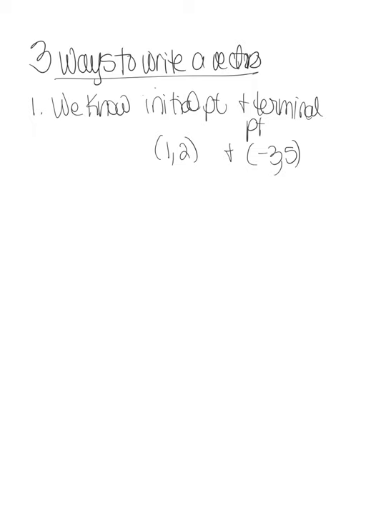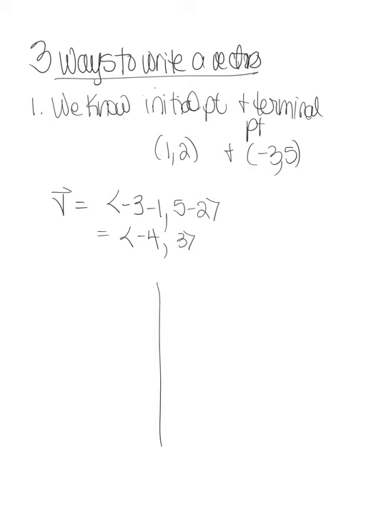then to write the vector in component form, we simply look at the difference in the x component, and that's going to be terminal minus initial, and the difference in the y components, again, terminal minus initial. And so this gives us the vector having components -4 and 3.